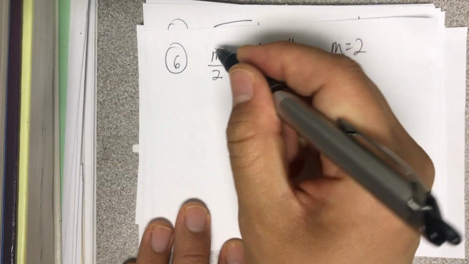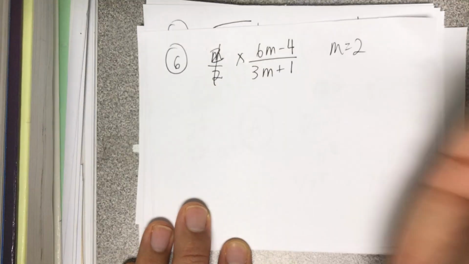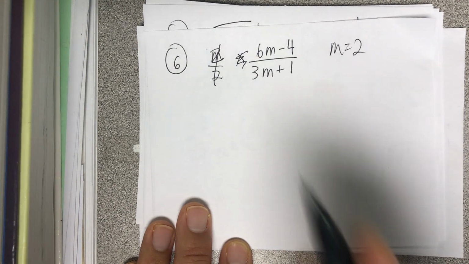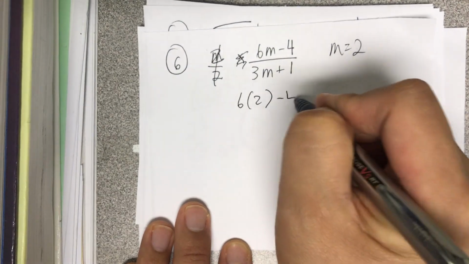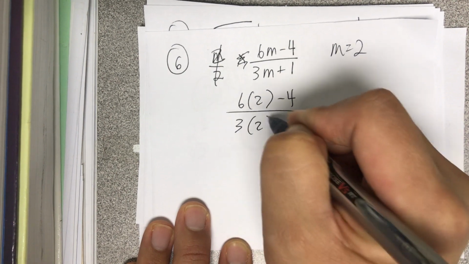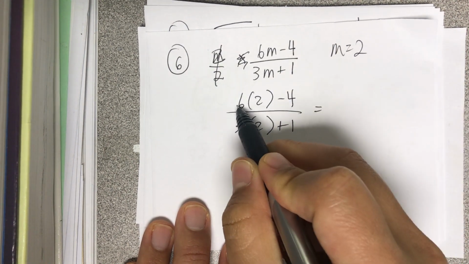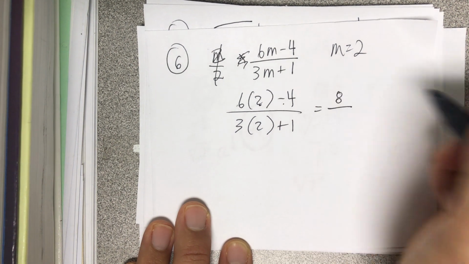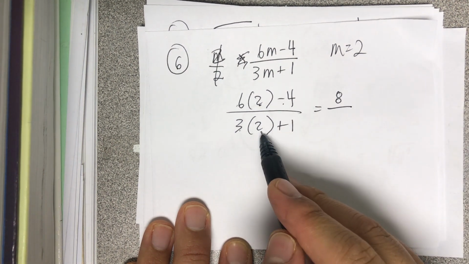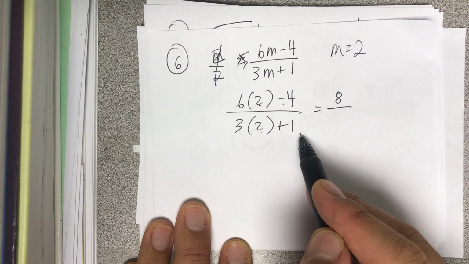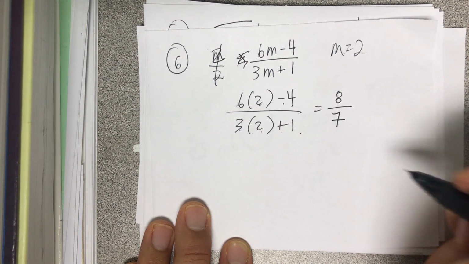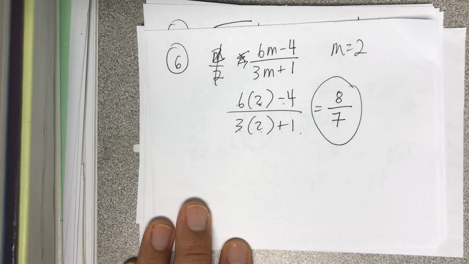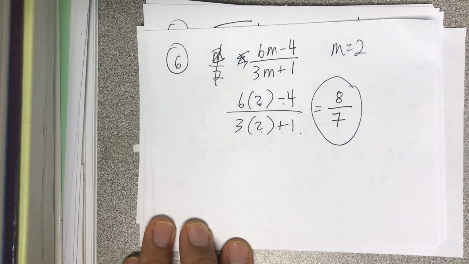So when you fill a 2 in there, that's basically a 1 and it disappears, okay? And that multiply sign then disappears as well. So 6 times 2 minus 4 over 3 times 2 plus 1. That's going to be 6 times 2 is 12. 12 minus 4 is 8. 3 times 2 is 6. 6 plus 1 is 7. Okay, so my target number is going to be 8 over 7.